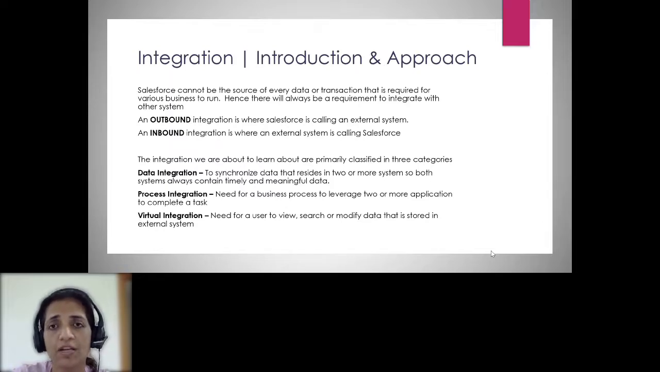Now, whatever we talk about integration is not something specific to only the Salesforce platform. It is an architecture concept, and hence all this can apply to your different projects or your different interactions with different teams as well.